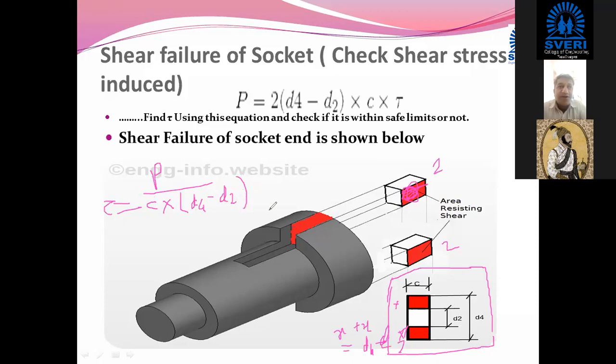Now when we are going to solve it for the load, this will be the equation. P is equal to twice, where we are considering twice because this area which we have calculated is for one side only, and shearing is taking place on both sides. That's why 2 has to be multiplied here. So P equals 2 into D4 minus D2 multiplied by C into shear stress. Any question?